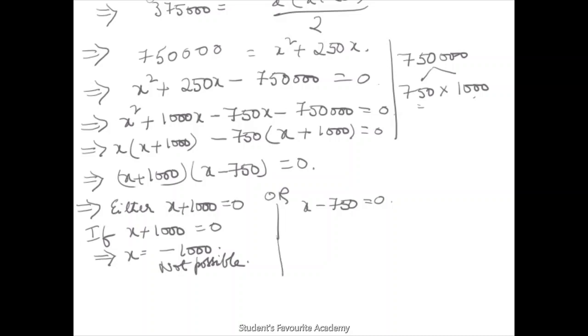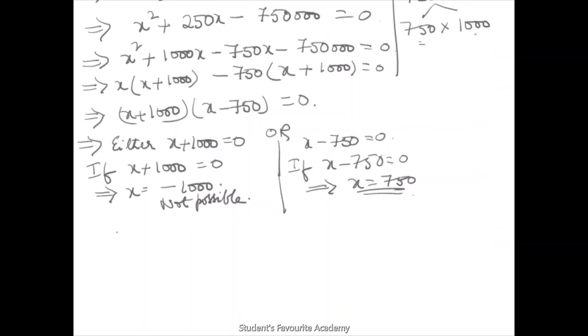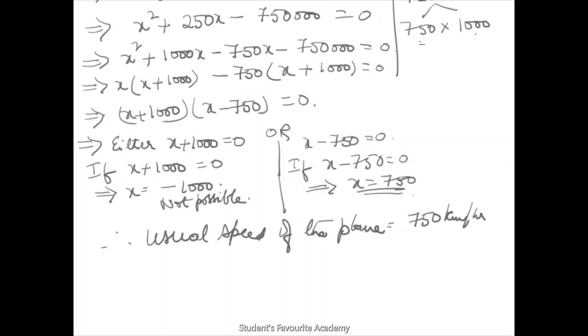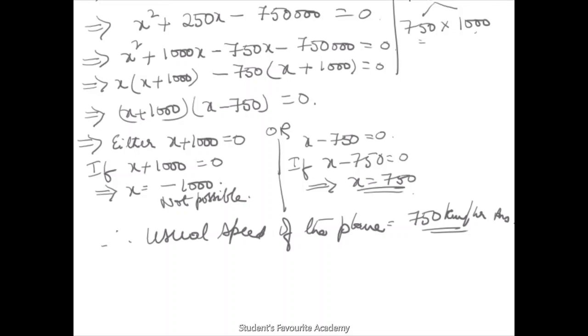So if x minus 750 is equal to 0, it implies x is equal to 750. So this is the answer. So therefore, the usual speed of the plane is equal to 750 kilometer per hour. That is the answer. Okay, is that clear?